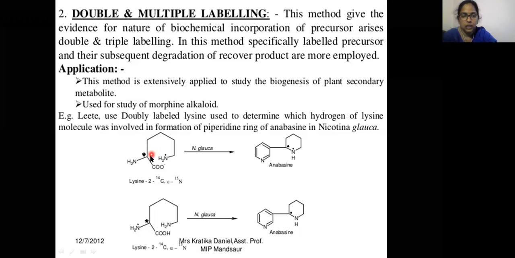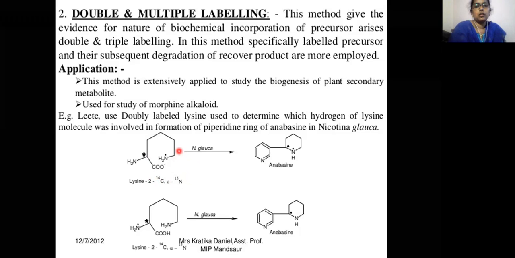The C2 carbon is labeled with C14 isotope, and the amino group present on the C6 carbon is labeled with N15 isotope. Here we are using two isotopes: C14 at the C2 position and N15 at the C6 position.